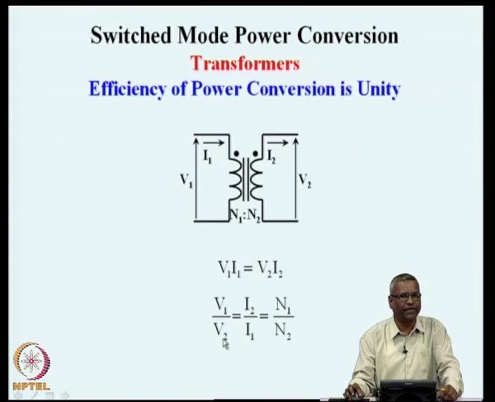For example, V1 by V2 is N1 by N2, and the same ratio is also I2 by I1. You would see that by cross multiplying these terms, you will find V1 I1 is V2 I2, and that is the property of lossless power transformation. So, this forward voltage conversion ratio and the reverse current conversion ratio in a transformer ideally are the same as the ratio of the number of turns. So, what you notice here is V1 by V2 is I2 by I1, which is the same as the ratio of the number of turns on the primary and the number of turns on the secondary.